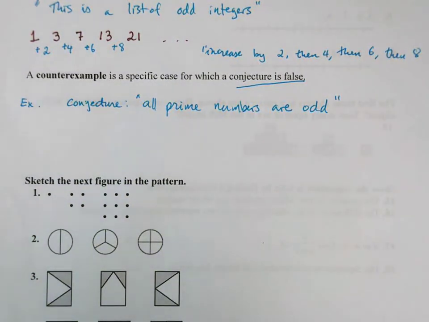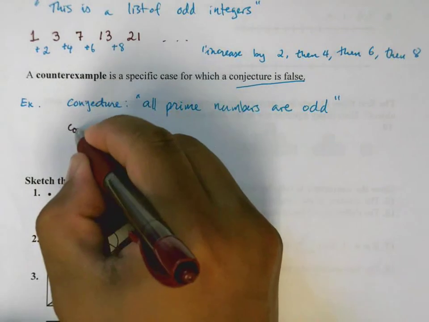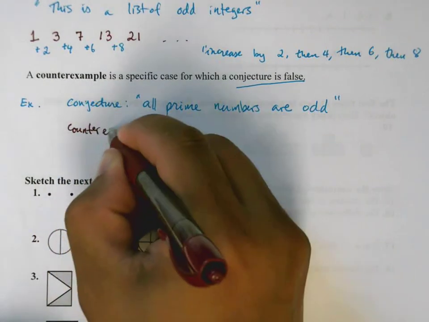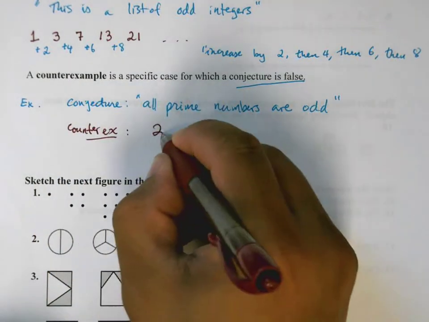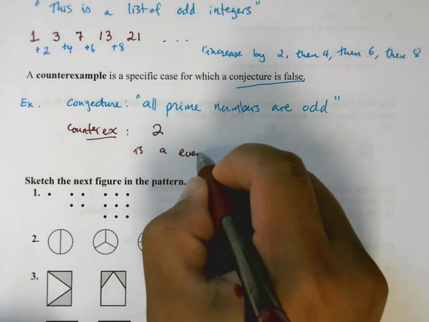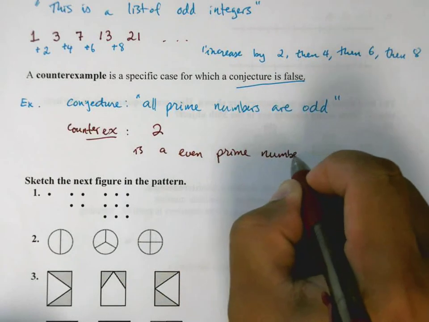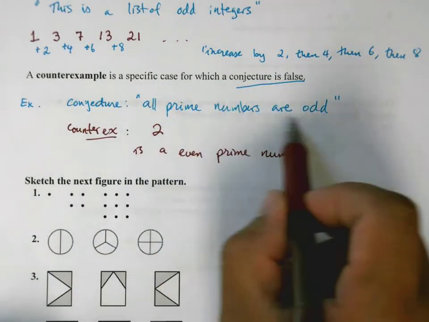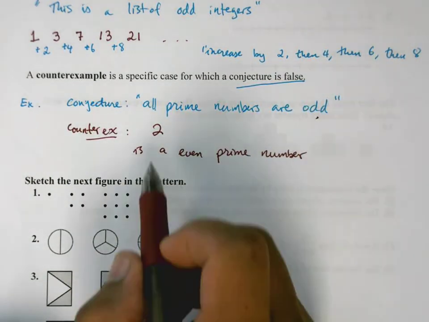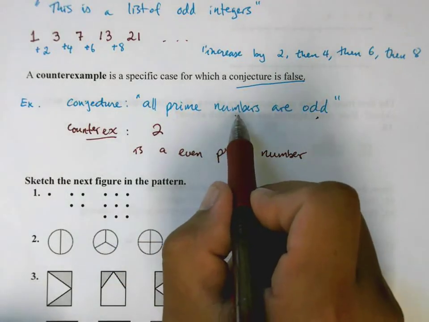11 is a prime number, 13, 17, 19, those are all prime numbers and those are odd, but the counterexample would be 2. Okay? So 2 is an even prime number. So that shows that this statement is false. So the counterexample is used to prove the conjecture to be false.